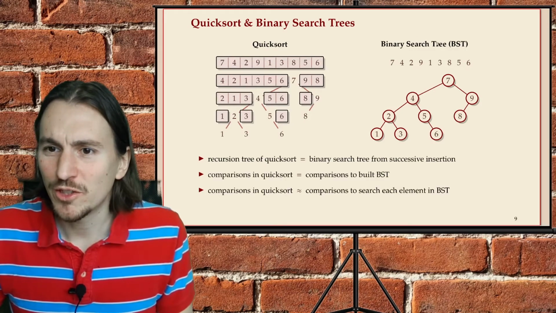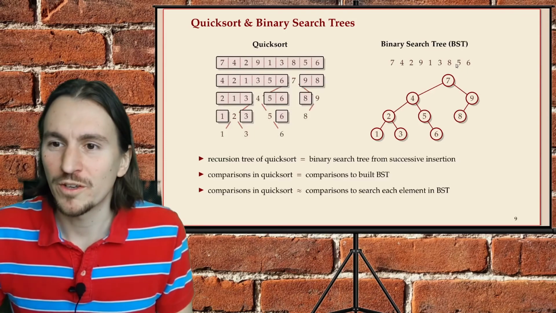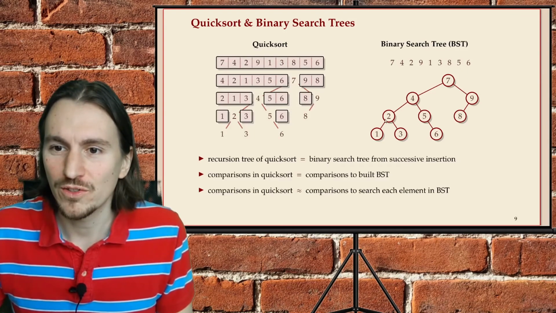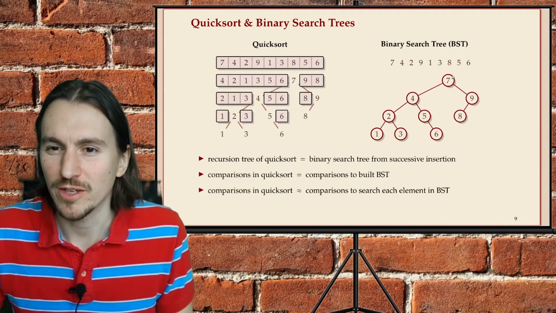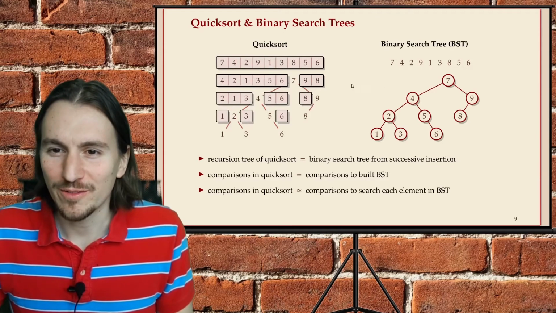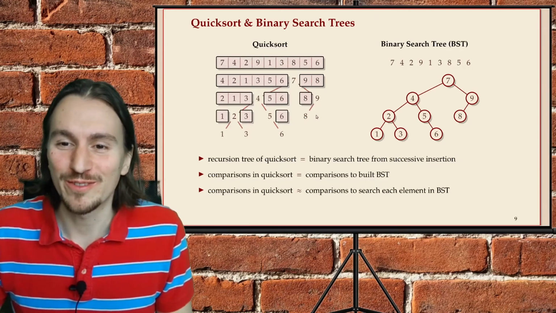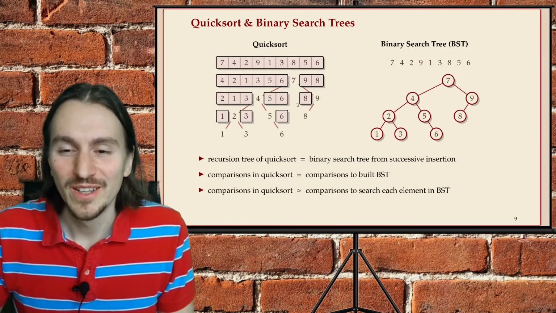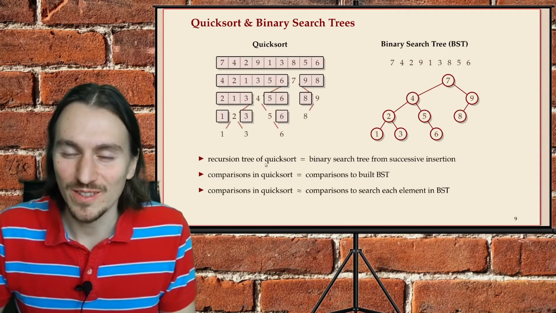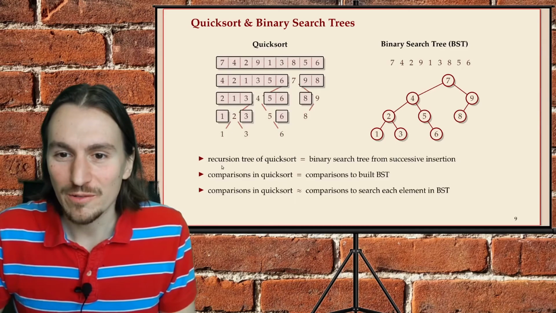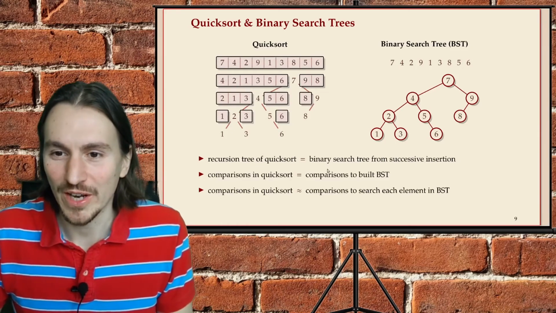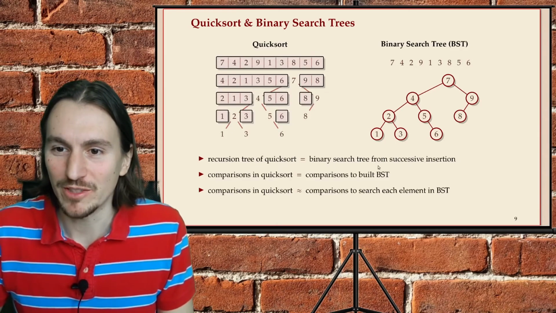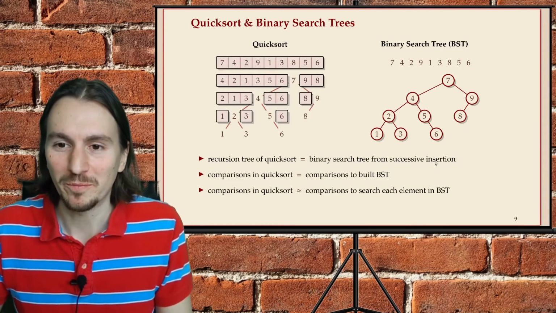And if you just do this, insert the elements one after each other, you notice you get this binary search tree. And that looks very much alike this recursion tree on the left. And that's no coincidence. This is what always happens. The recursion tree in Quicksort is exactly the same as this binary search tree that you get from inserting.